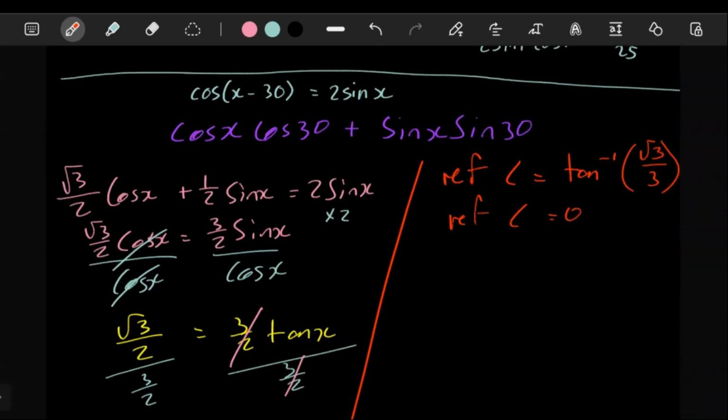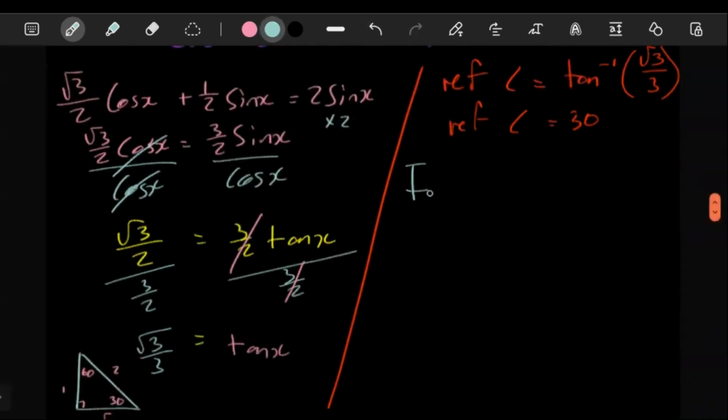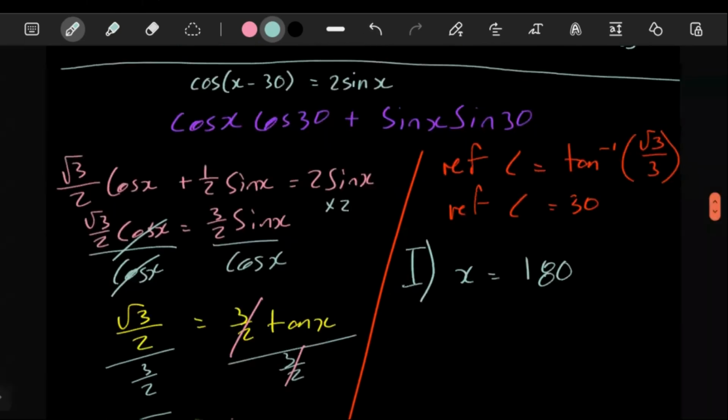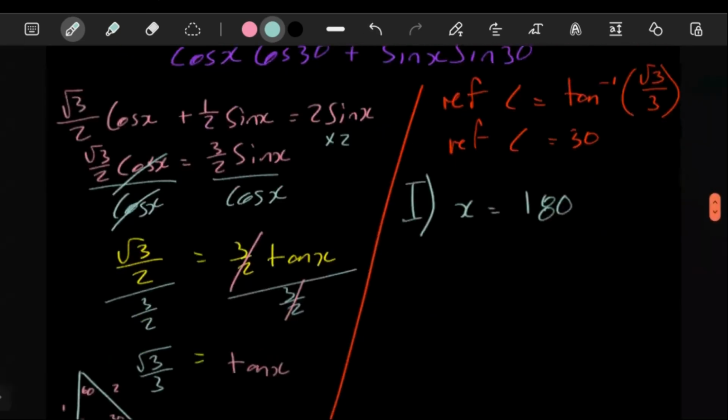The fortunate thing is we're working where tan is positive. Tan is positive in the first quadrant, so you don't need to do anything. You can just say our value of x is equal to the reference angle plus k360, k is an element of integers.